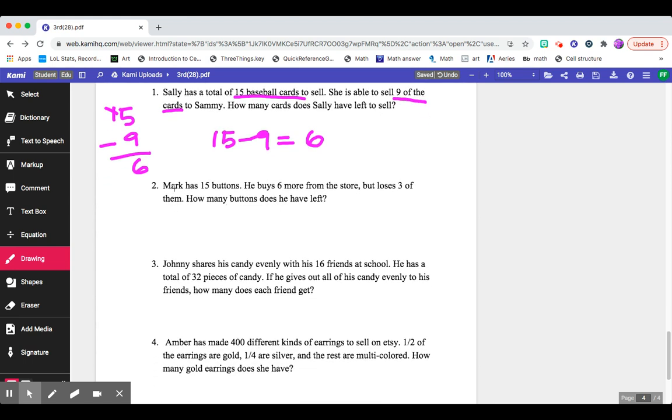Let's do number 2. Marcus has 15 buttons. He buys 6 more from the store but loses 3 of them. How many buttons does he have left? Just write the numbers in the question. 15 buttons, but 6 more from the store. More equals adding, and loses 3 of them. Losing is subtracting, right? So this is the formula.